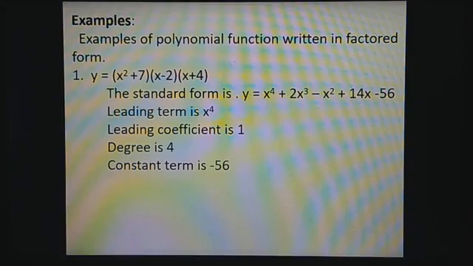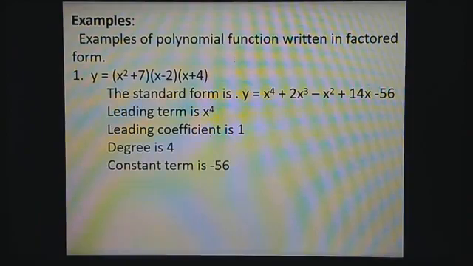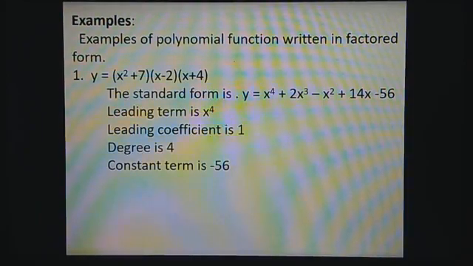So, kahit di mo siya isinulat ng standard form, kaya pa rin natin i-determine yung mga values na leading term, leading coefficient, degree, and constant term kung nakasulat tayo ng factored form ang polynomial. Okay, so let's proceed to the next.